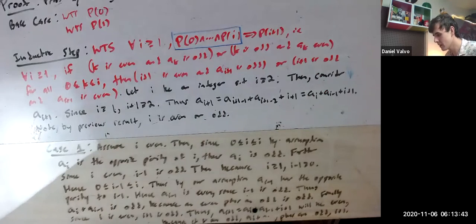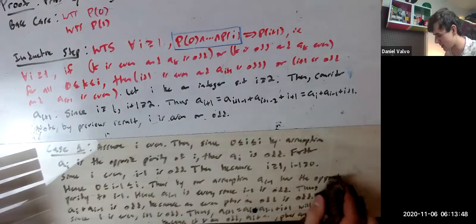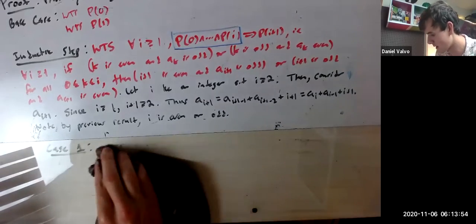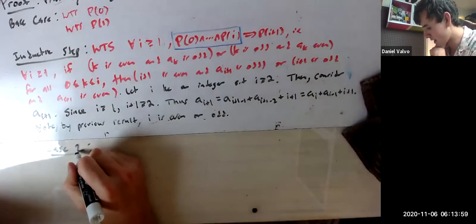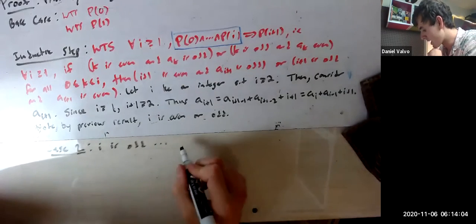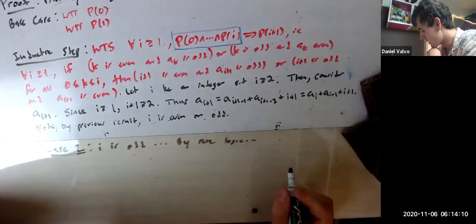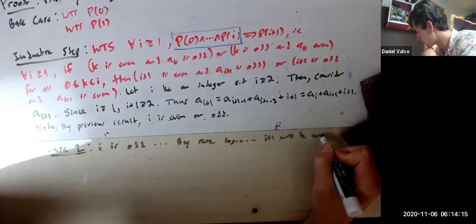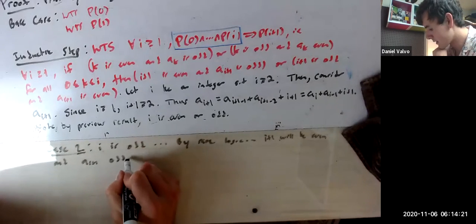And so what I'm going to do is I'm going to just erase this. That's okay. And I'm going to say we're going to have a case 2. I is odd. And by same logic, we can show this. By same logic, I plus 1 will be even, and AI plus 1 odd.